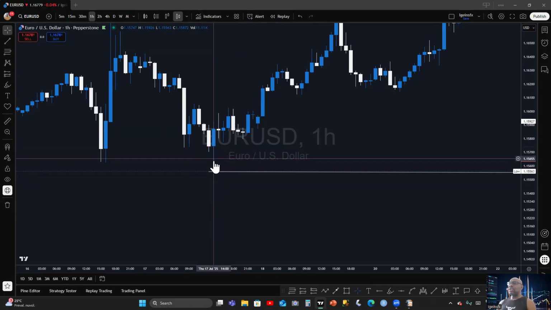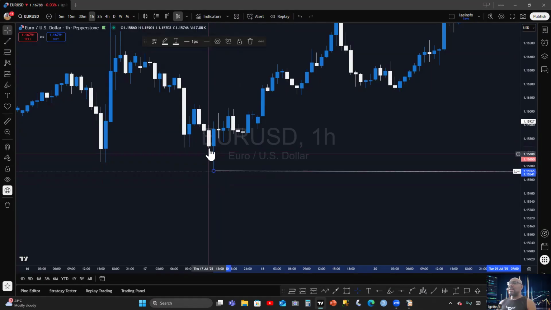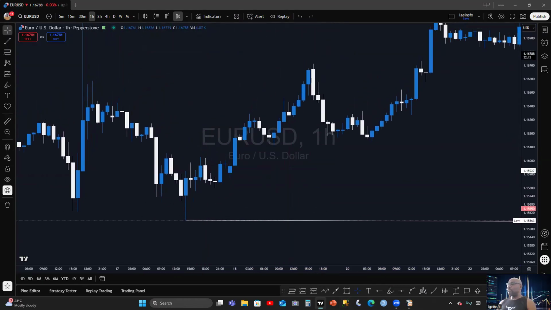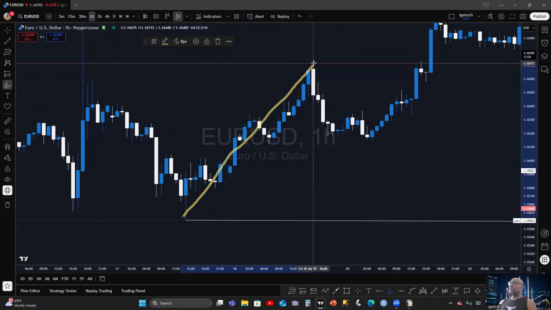Sellers pushed the price up to this level. Then buyers took over and started pushing the price. You see how the price now rose up to this level. You see, a rise in price, an increase in price like this.